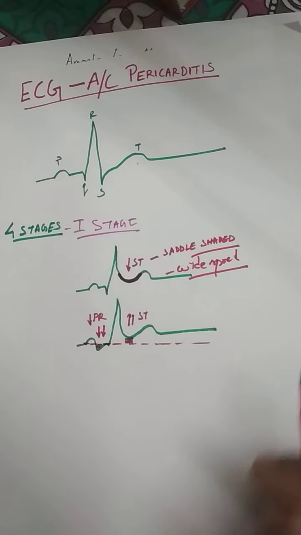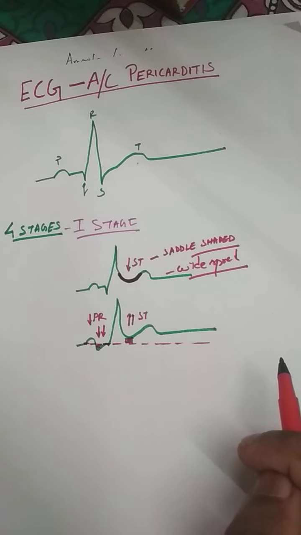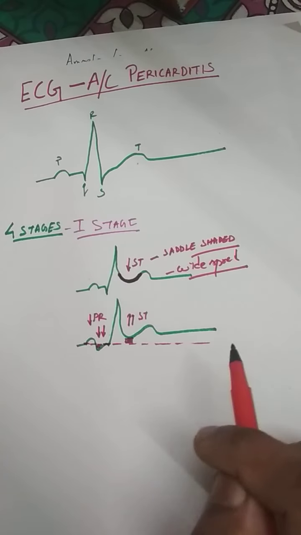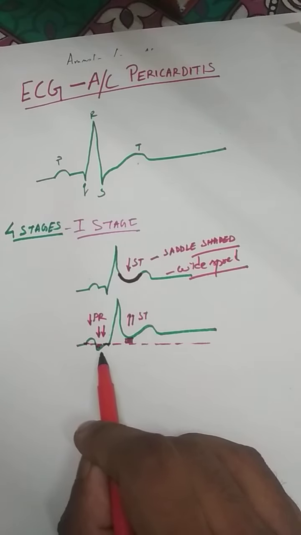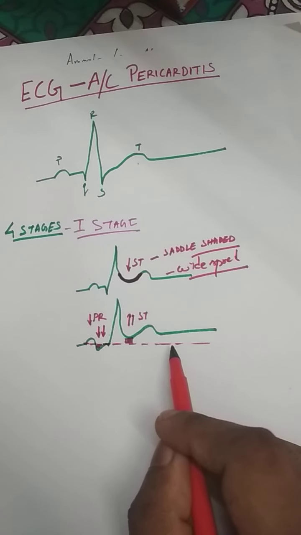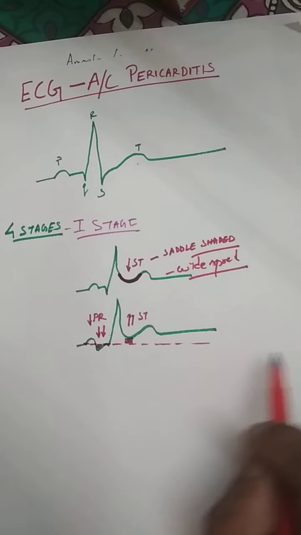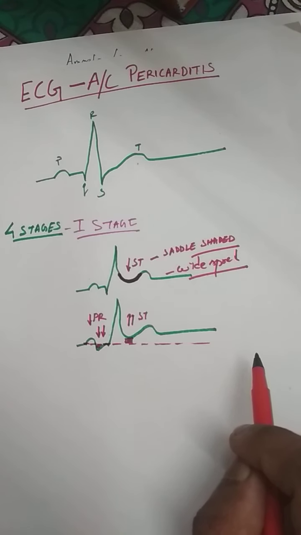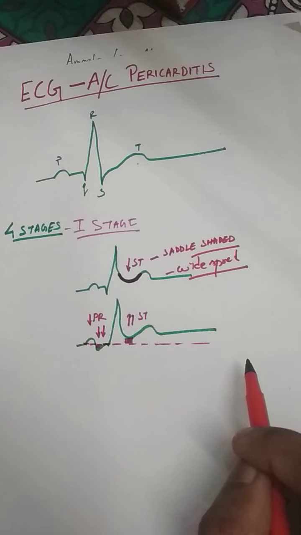These are the changes in the first stage. So there is depression of PR segment plus there is ST segment elevation, which is widespread, involving 2 to 3 limb leads and 4 to 6 chest leads, plus there are reciprocal ST segment depressions in AVR and V1.